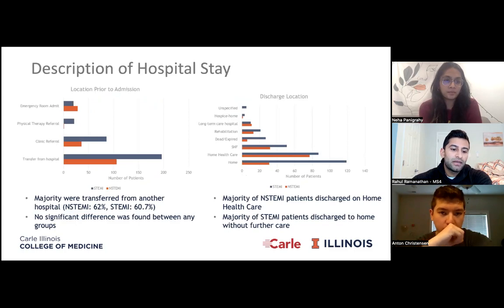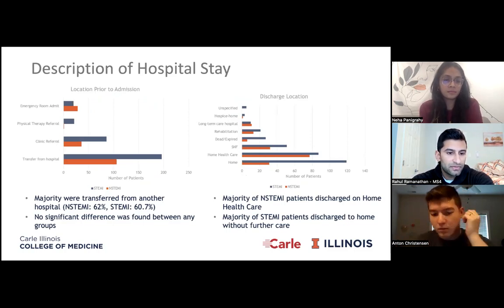We also looked at the description of the hospital stays for our NSTEMI and STEMI patients. We found that the majority were actually transferred from another hospital, 62% in NSTEMI and 60% in STEMI, but no significant difference was found between any of the groups.